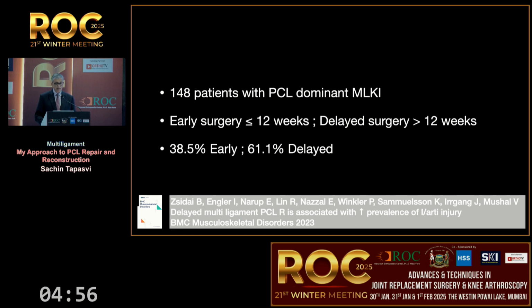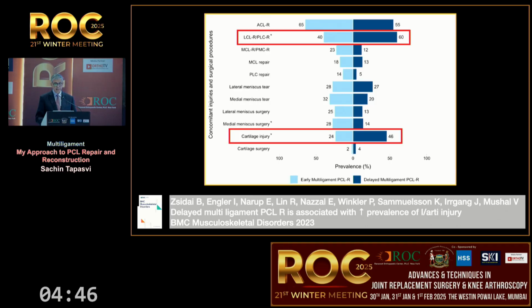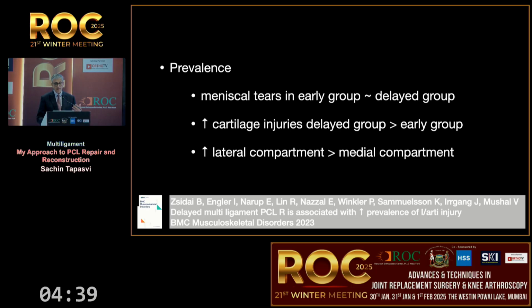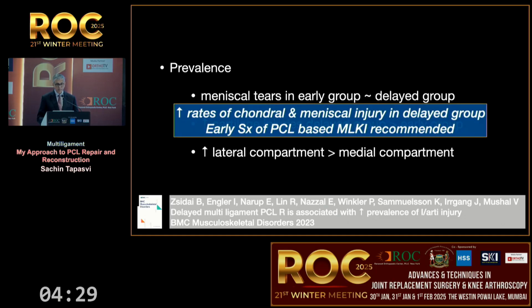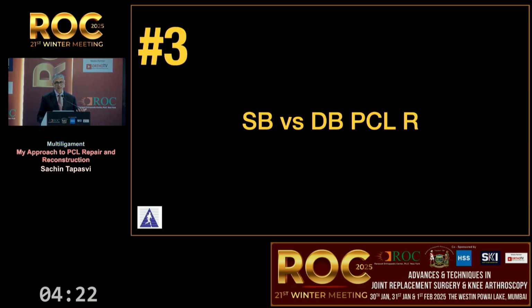Again, let's look at some data. A large study looked at almost about 150 patients with a PCL dominant multiligament knee injury. They divided them into 2 groups, early and delayed. What you see in these groups is that when you do them early, you have a much better chance of having less meniscus tears, less cartilage injuries, and less pathology in the lateral compartment. If you do them late, you have a higher chance of chondral injury as well as meniscal injury.